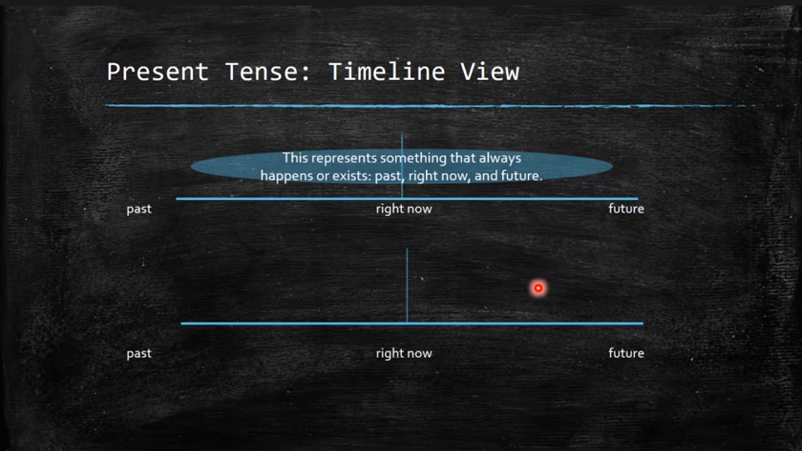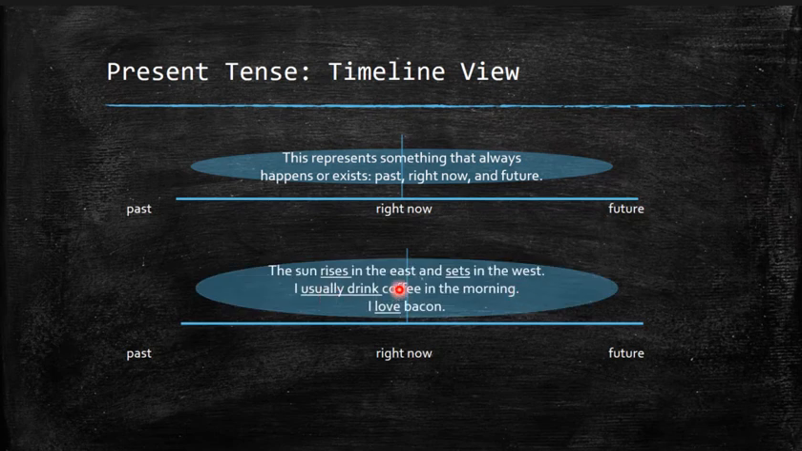An example sentence: the sun rises in the east and sets in the west. So this happened yesterday, it happened today, and it will happen tomorrow. So this happens all the time. I usually drink coffee in the morning. That's a truth. I did it yesterday. I did it today. I will do it tomorrow. So I can use the simple present here. I usually drink coffee in the morning.